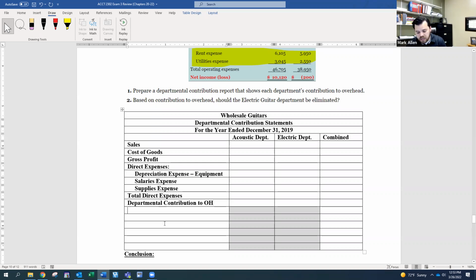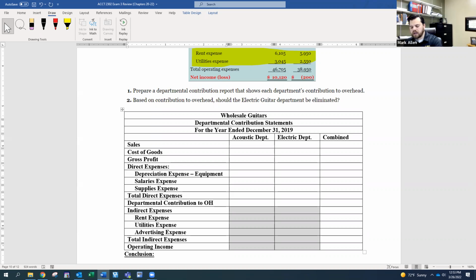Now, our next section is going to be our indirect expenses. In this case, we've got rent expense, utilities expense, and I believe we had advertising expense also. That gives us total indirect expenses. And then this, of course, gives us operating income.